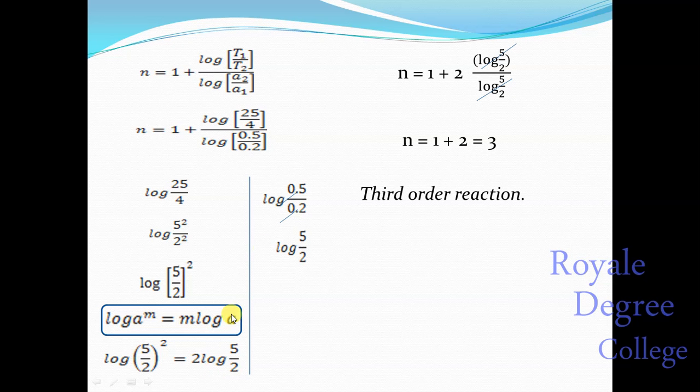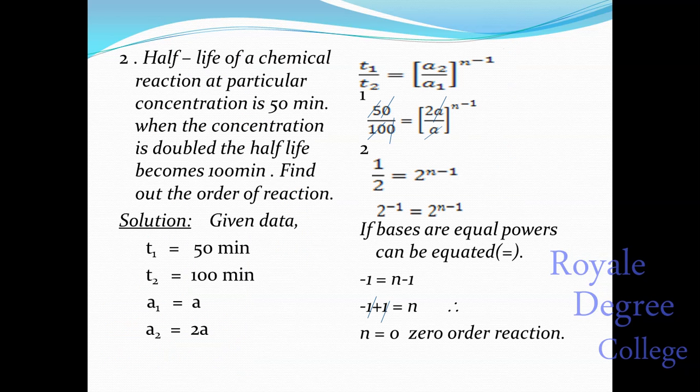Next, we simplify this part: log (0.5/0.2). The decimal point gets cancelled, so we get the value log 5 by 2. Then we substitute these values in the equation. So n equals 1 plus 2 log(5/2) divided by log(5/2). Log 5 by 2 and log 5 by 2 get cancelled. So n equals 1 plus 2, which is 3. So the order of the reaction is 3. You can say it is a third order reaction.